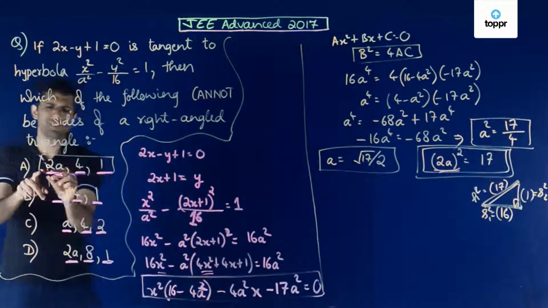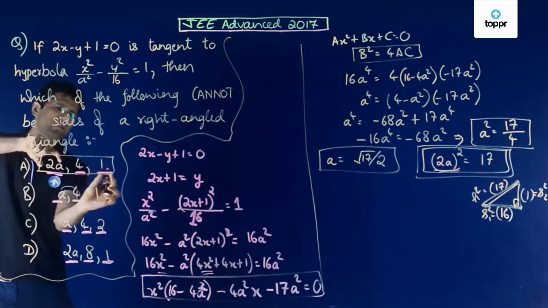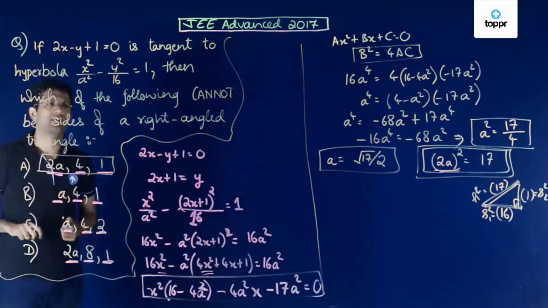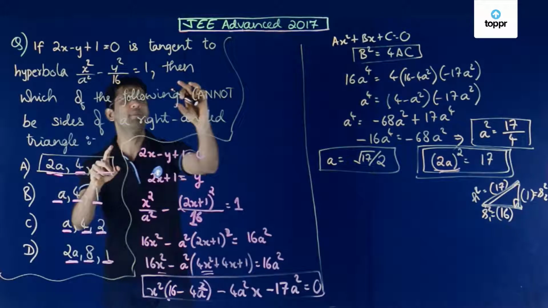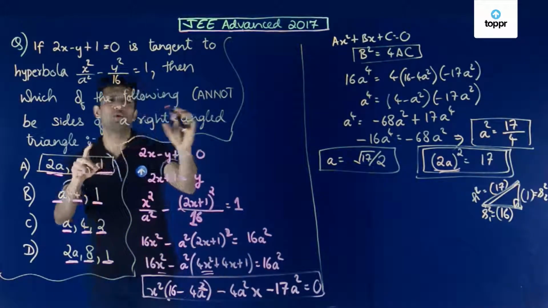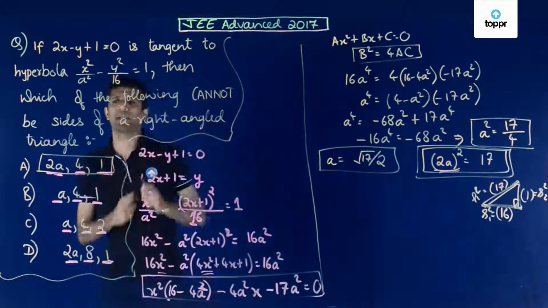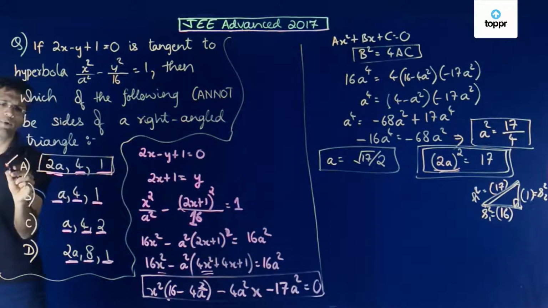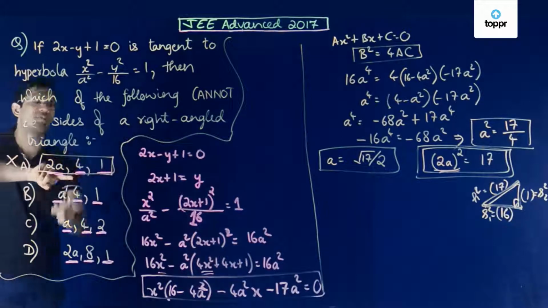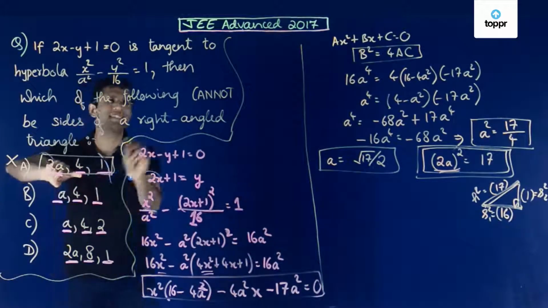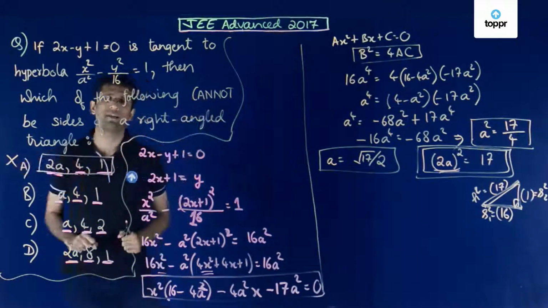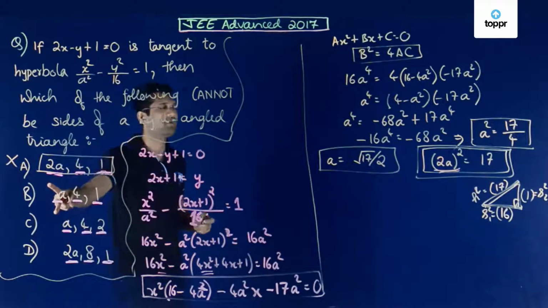So this is an option in which these three sides represent the sides of a right angle triangle, but we want the sides that cannot be the right angle triangle, or rather we want those options in which the sides cannot be the sides of a right angle triangle. So this is rejected because this does form a right angle triangle, and we want options in which the sides are not forming a right angle triangle. So let's look at option B.